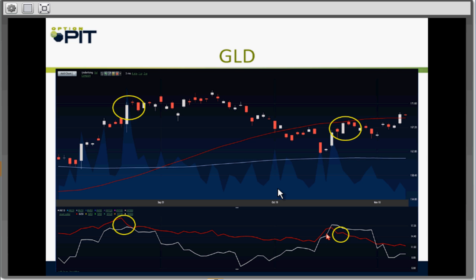Here's another instance where we get a pop in volatility, pop in the underlying. We say, you know what, this vol is a little expensive, so we sell it. Now, generally speaking, I don't try to pick tops in vol. I think that is a mistake.